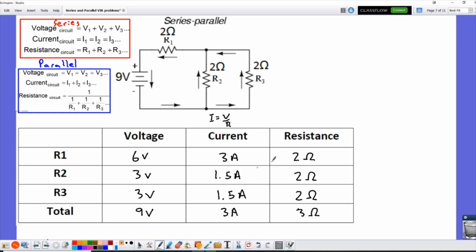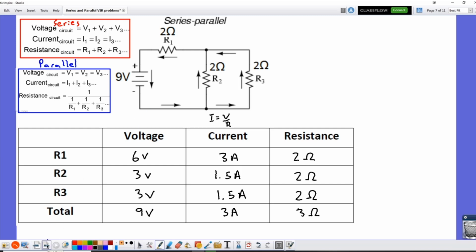So this was kind of a really tricky problem. I'm not expecting any of you to understand how to do one of these problems fully, like a really complex one. I also don't expect you to do this on a test or anything like that. This is just showing you how the rules for series and parallel can be combined together, and you can get all sorts of different voltages and currents depending on what your circuit looks like.